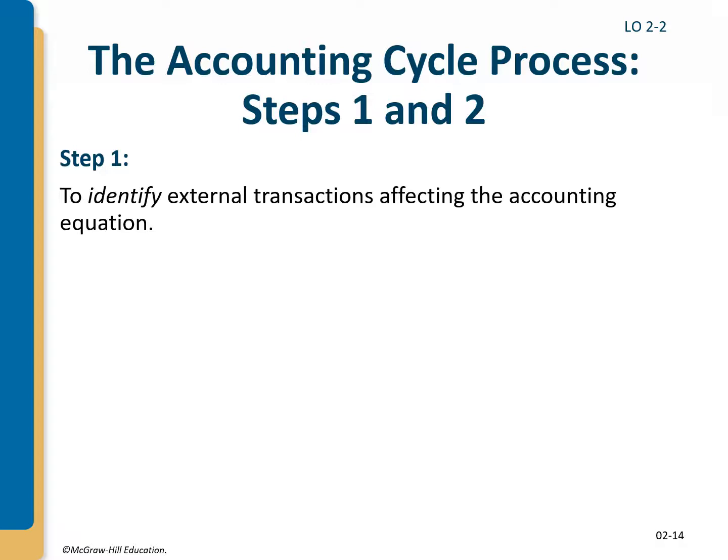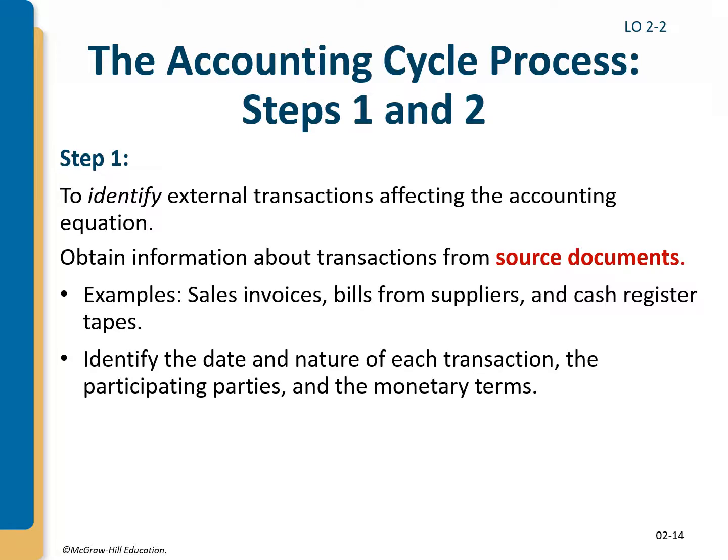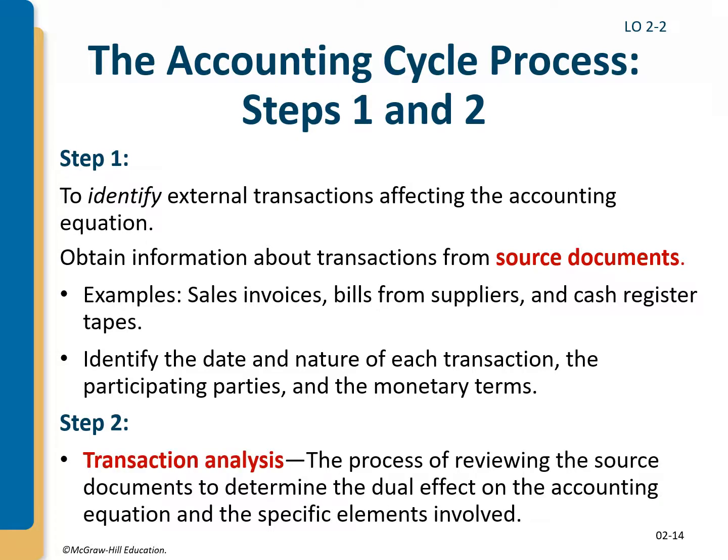Steps 1 and 2. Well, we want to identify external transactions. So we obtain information from source documents. These source documents could be sales invoices to customers, bills we receive from suppliers, cash register tapes from cash sales. We want to make sure we know the date and the nature of the transaction, who was involved in it, and the monetary terms. Then step 2 is we analyze. This is where we look to see, okay, what was affected, how was it affected, and then ultimately record its effect within our accounting system.